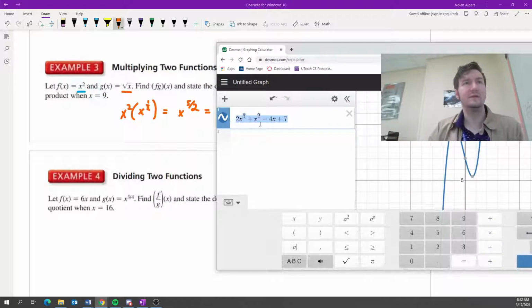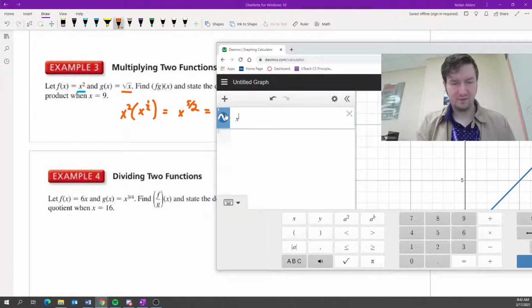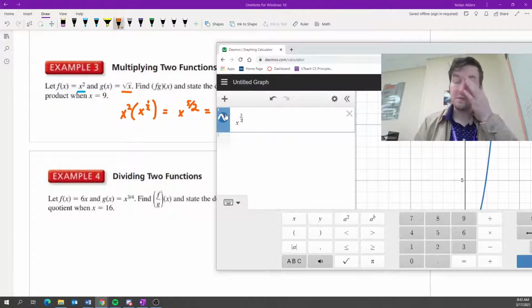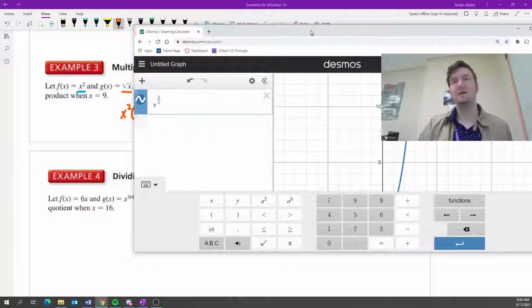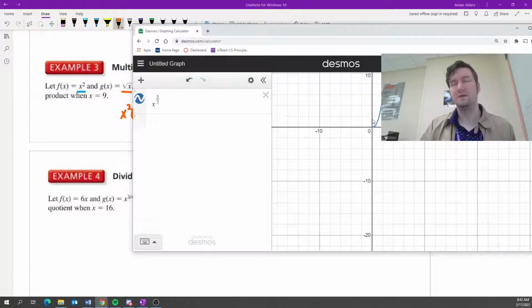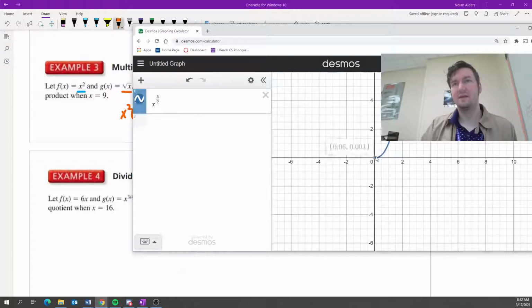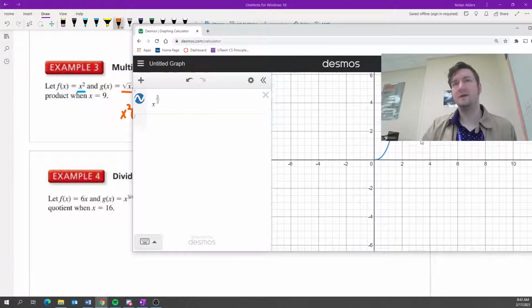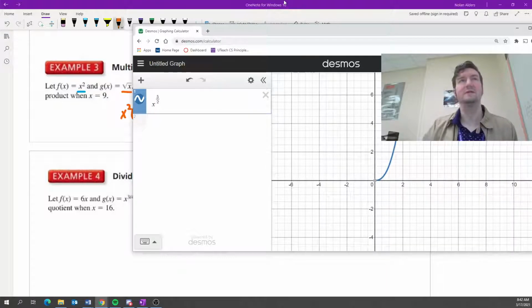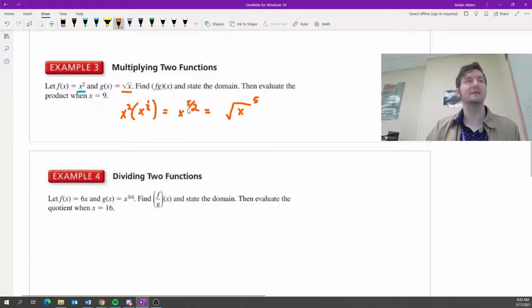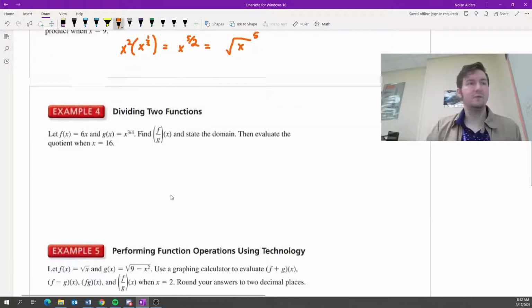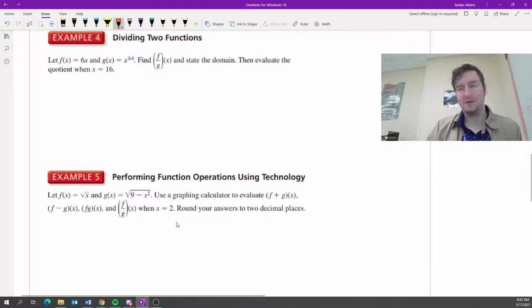So if we typed in x to the 5/2 and took a look at this, we could see, aha, x starts at 0 and it moves to the right. So it has to be greater than or equal to 0. You can't have any negative x's because the x is underneath that square root. All right, let's look at one more example, and then I'm going to show you how to do this on a calculator.